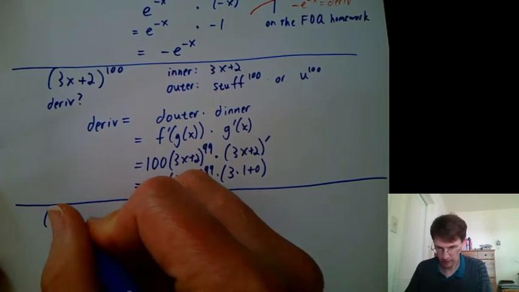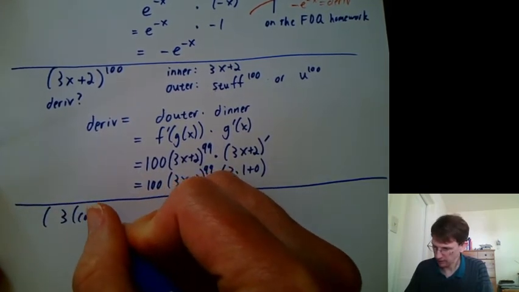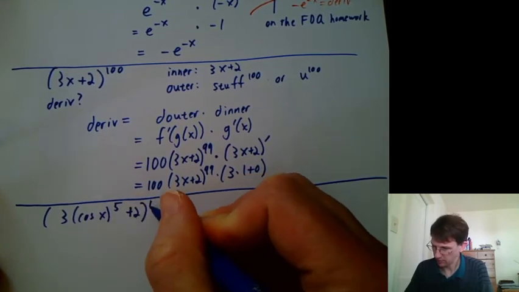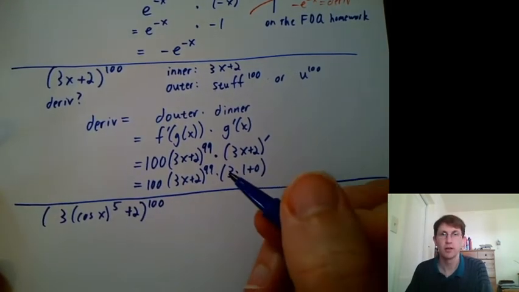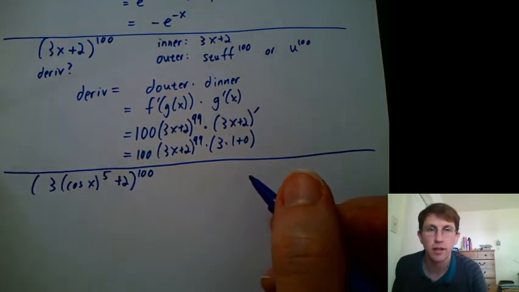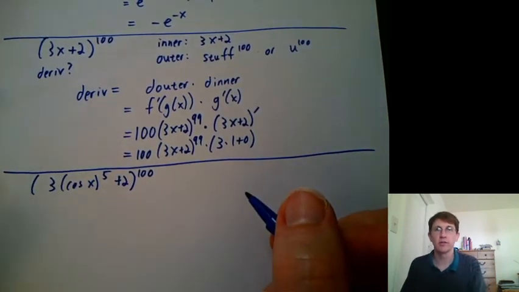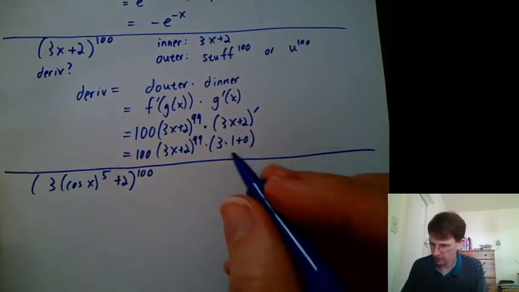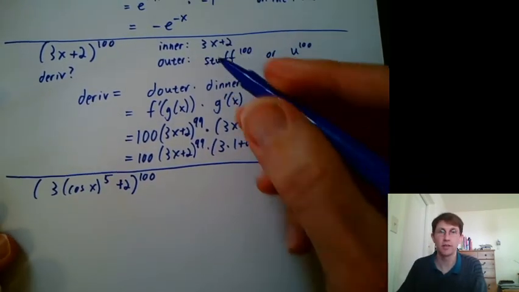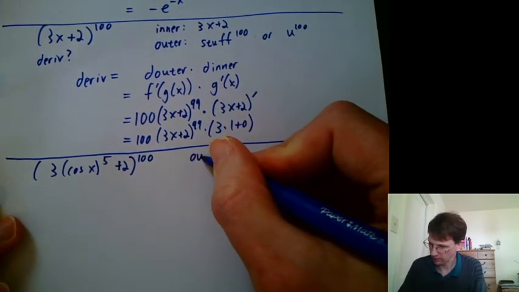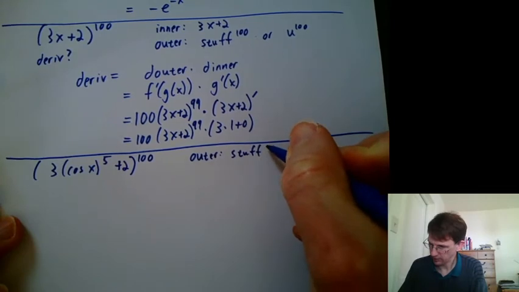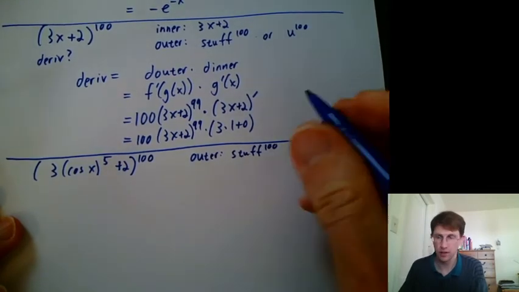Let's try 3 cosine x to the 5th plus 2, all to the 100. Okay, so go ahead and spot your inner and outer functions. Pause the video, do all the work. Okay, welcome back. So I'd say the outermost thing, we don't always have to say what's inner first. We can say the outermost thing is stuff to the 100, just like before.